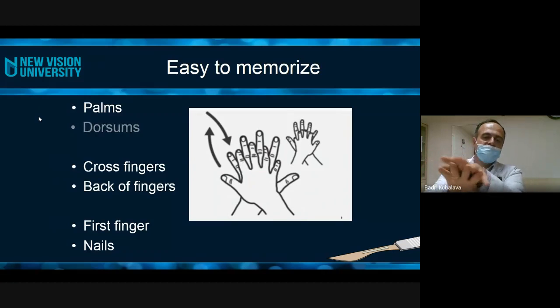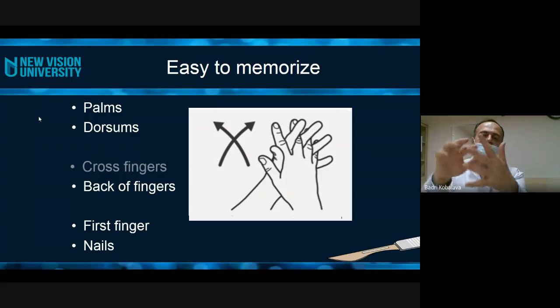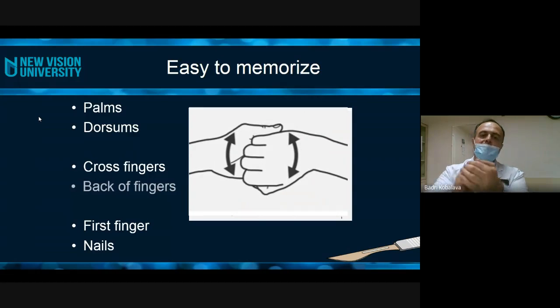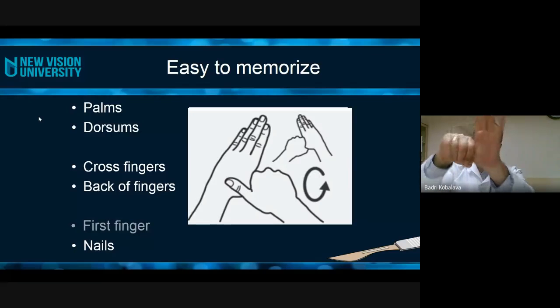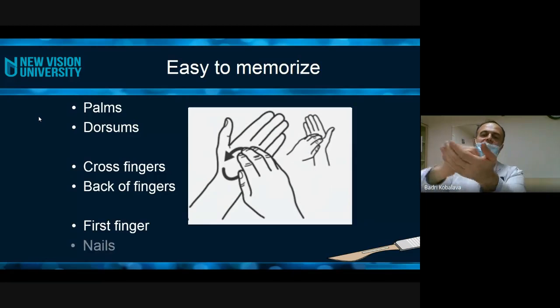Okay. So first palms, then dorsums, like this. Between fingers, like this. Back of the fingers, like this. First finger. And nails.